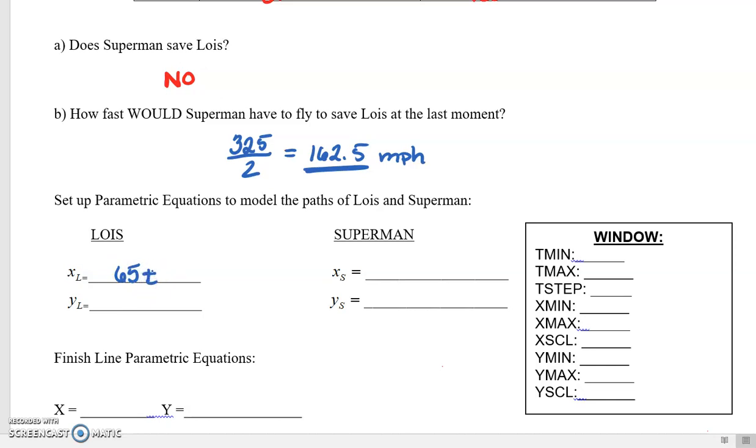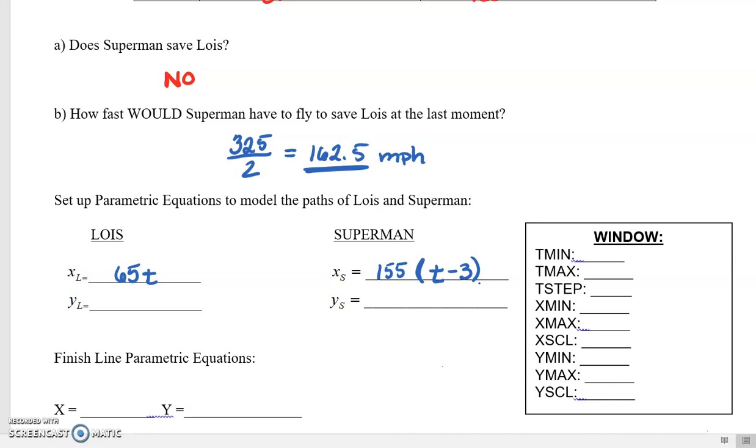And we have to think a little bit extra for Superman because we do know his velocity is 155 miles per hour, but he starts after Lois. So if I use t as the time that Lois is traveling, I have to think about Superman as t minus 3.